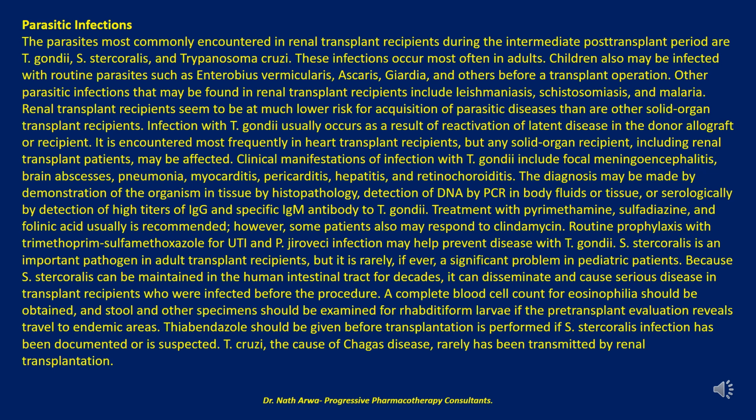Clinical manifestations of infection with Toxoplasma gondii include focal meningoencephalitis, brain abscesses, pneumonia, myocarditis, pericarditis, hepatitis, and retinochoroiditis. The diagnosis may be made by demonstration of the organism in tissue by histopathology, detection of DNA by PCR in body fluids or tissue, or serologically by detection of high titers of IgG and specific IgM antibody to Toxoplasma gondii.